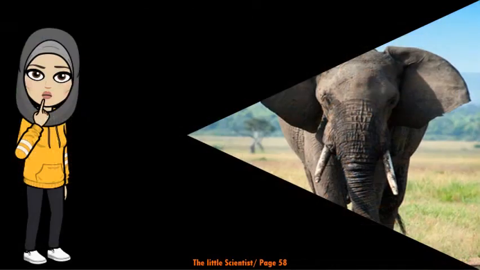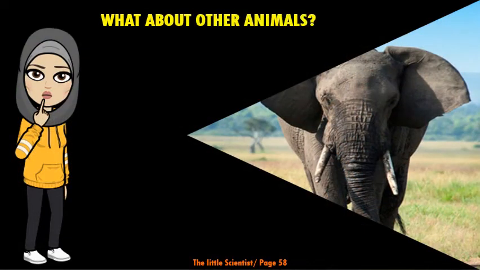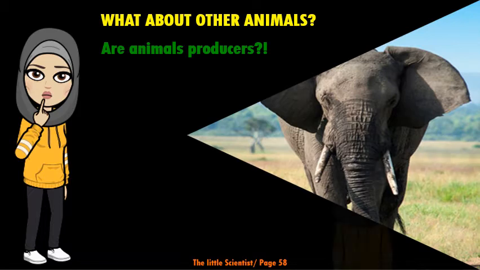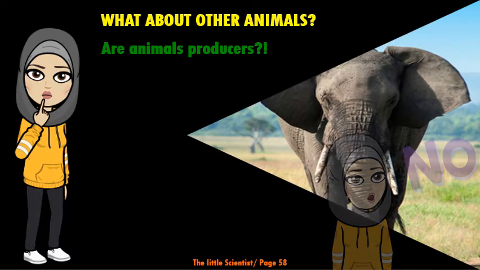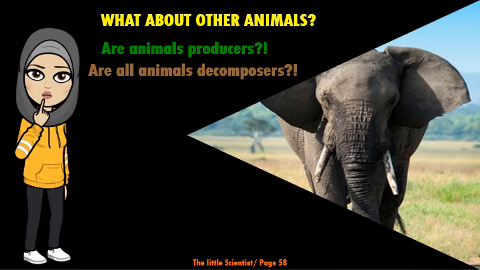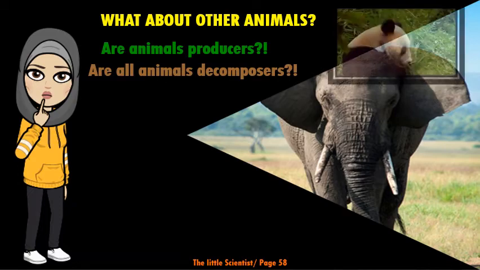What about other animals? Can we consider animals as producers? No, we cannot. To go through photosynthesis, to be a producer, you need to have the chlorophyll inside your body, since the chlorophyll helps plants catch sunlight, and sunlight is necessary to go through photosynthesis. So animals are not producers. Are they decomposers like cockroaches, ants, earthworms, bacteria, fungi?